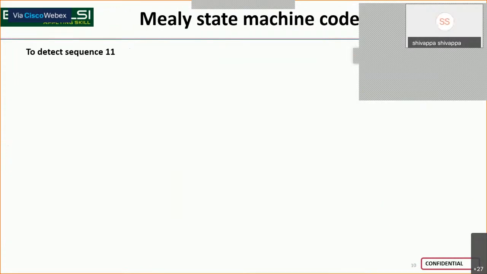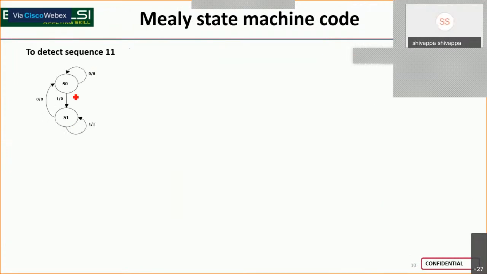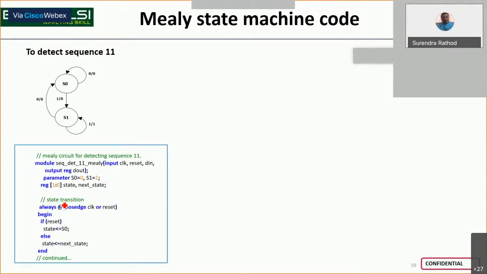Okay, so now the same sequence detector. This is the Mealy state machine, and we use only two states here. I started with the state and the next state registers, and here the state is S0, else S1. I used a separate state transition block; during reset, the state is zero.